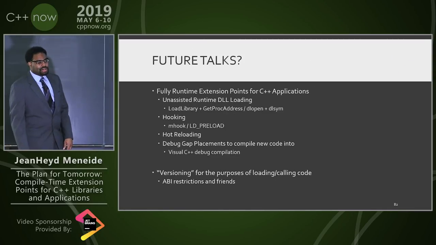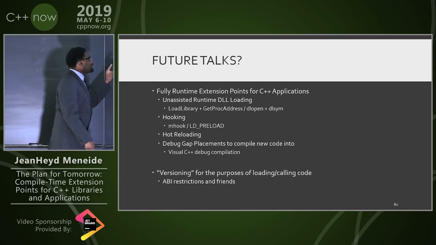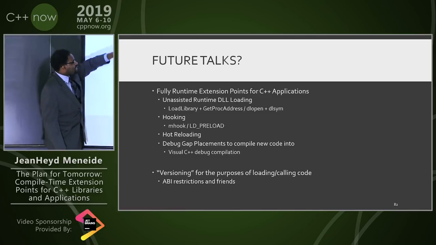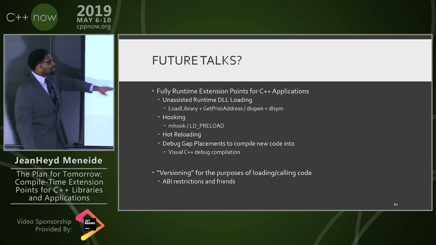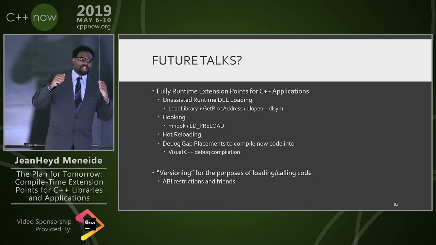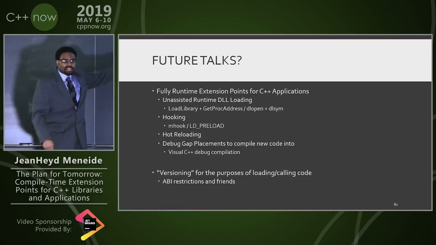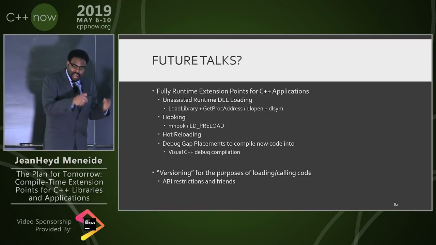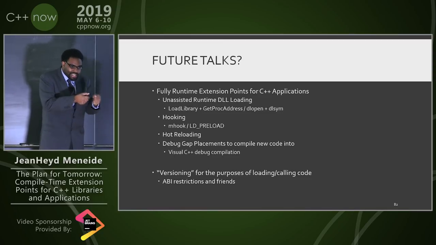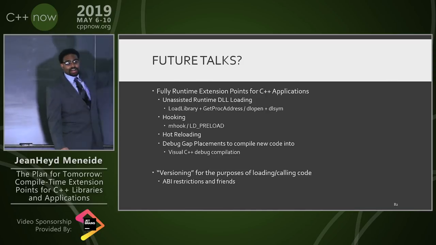So that's actually the full talk. I actually want to talk about some future talks. There were like 300 slides in this thing, and I had to cut it down a lot. Because I also talked about unassisted runtime stuff, like hooking, hot reloading, versioning, debug gap placements. There's a whole bunch that we could talk about, like real runtime extension, not compile time, not the ADL stuff, library space, but actual, I have an executable. How do I extend this executable, right? And that's this stuff, right? But that's a futures talk.